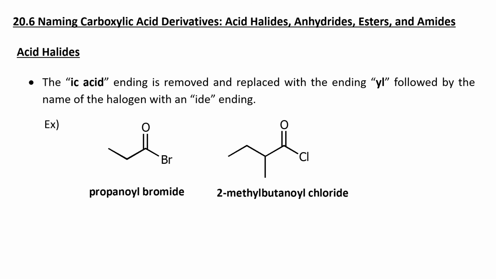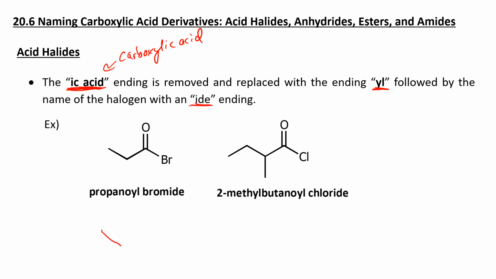Next, we're going to look at some carboxylic acid derivatives: acid halides or acyl halides, anhydrides, esters, and amides. So first, let's look at acid halides. These get the suffix ic acid. If it was a carboxylic acid, the oic acid. Right, so you change the ic acid to a yl, and the halogen gets an ide.